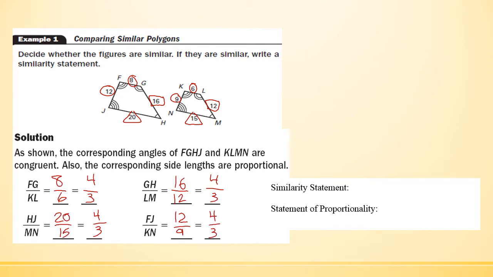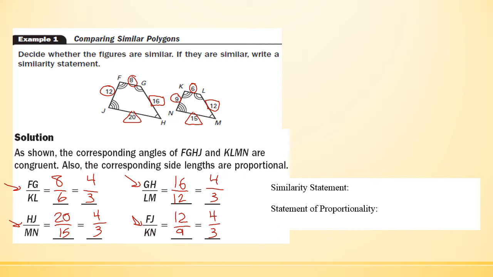So I've written down all the corresponding sides that we're looking at here. FG over KL is 8 over 6, which turns into 4/3. And the same thing for GH and LM, and so on. You'll see that they all simplify to 4/3, so they all have the same scale factor. These shapes are similar, so the answer would be yes.